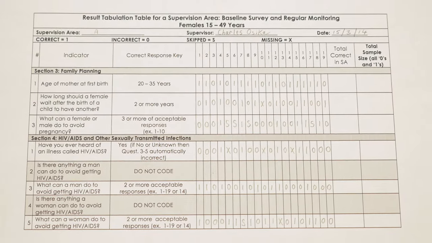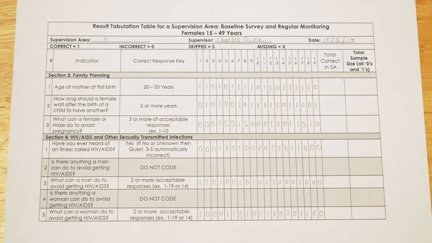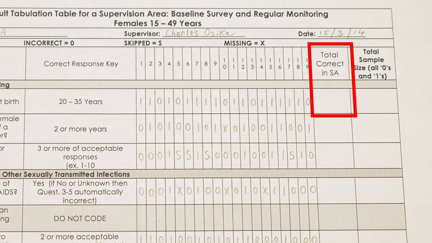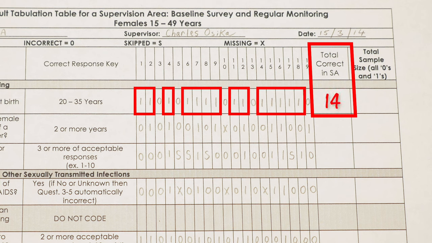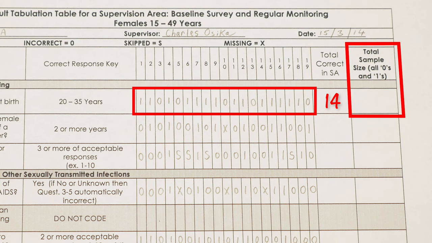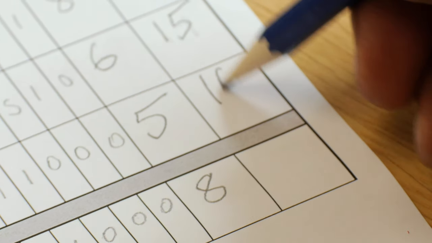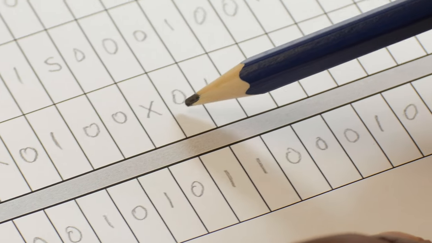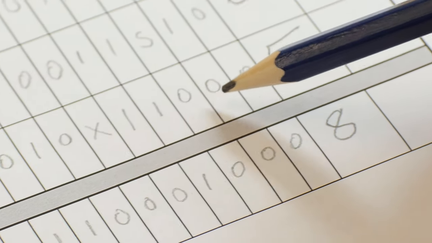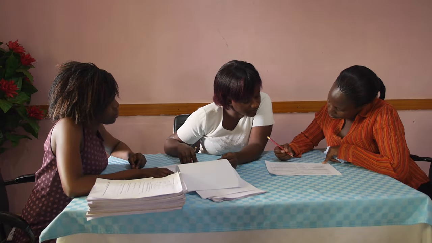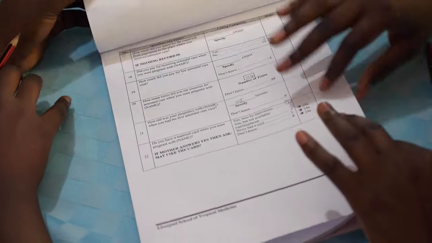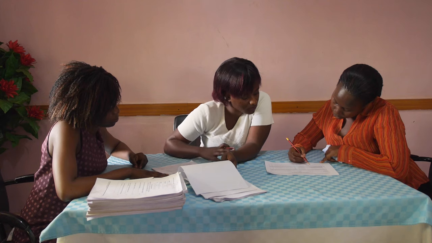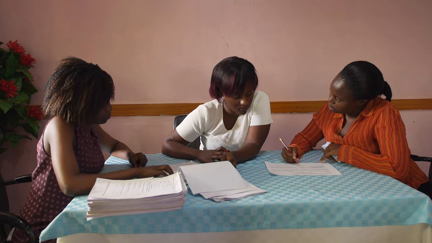After filling in all the responses in the tabulation table, enter the total number of correct answers in the appropriate column. We can just add all the ones together. Then enter the total sample size, adding the number of boxes that have ones and zeros together. Double-check any questions where the sample size is less than it should be, usually 19, and confirm the reason. If there are a lot of missing or skipped responses, then more information may have to be collected. Please note, we recommend that you complete all the questions in one questionnaire at once before moving on to the next questionnaire. Allow around 20 to 30 minutes to complete a single tabulation table.